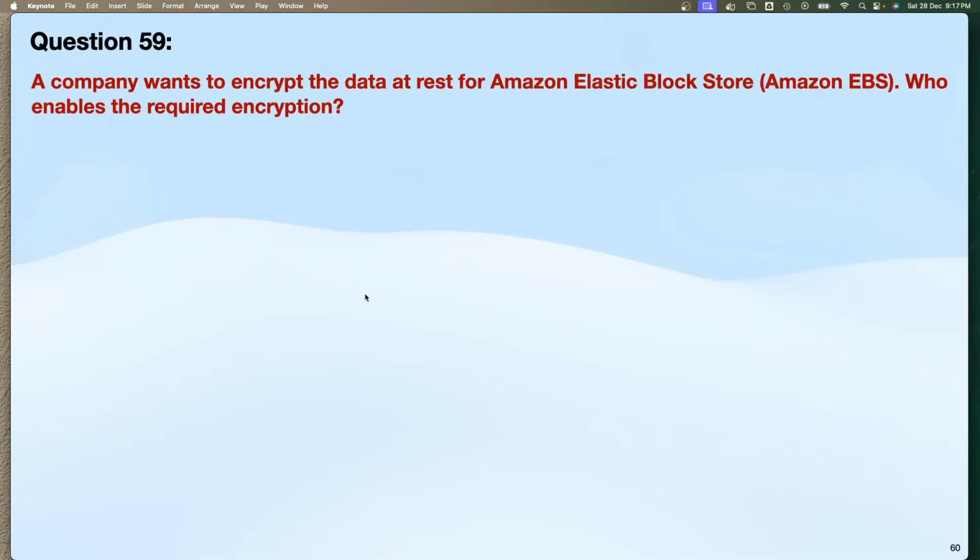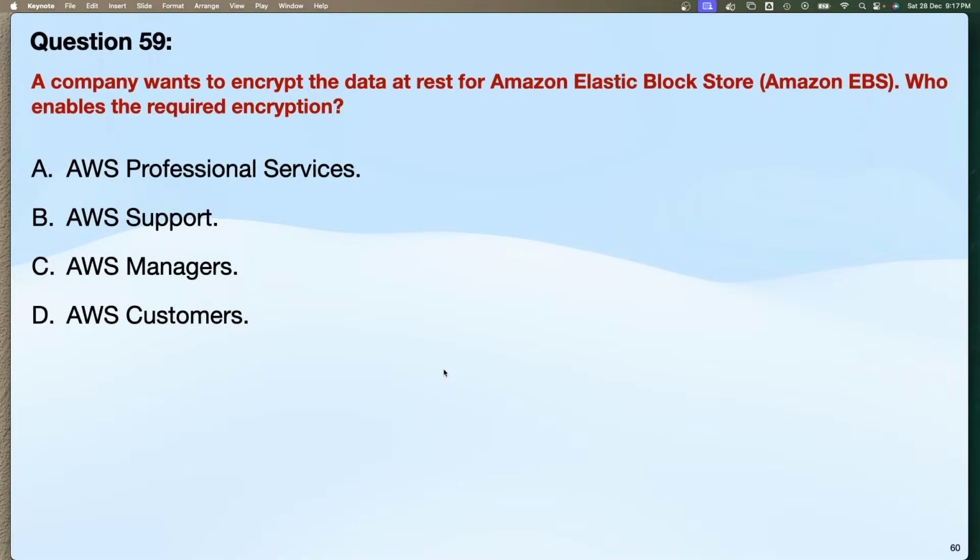A. 59th question. A company wants to encrypt the data at rest for Amazon Elastic Block Store, EBS. The moment you see encryption or decryption, you should know who enables the required encryption. This is like the shared responsibility model. You can think about who has to encrypt the data at rest. AWS Professional Services? No, that is for when we can't do the migration ourselves. We need help from a third-party team on how to migrate to the cloud. If in-house technical teams cannot do it, you can use professional services.